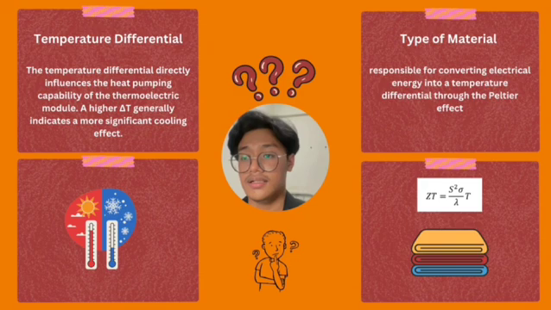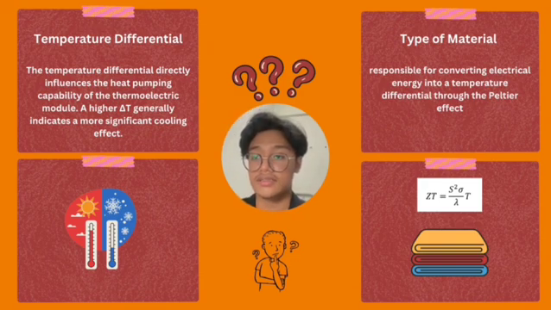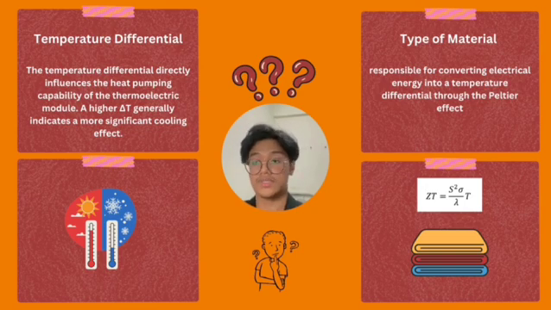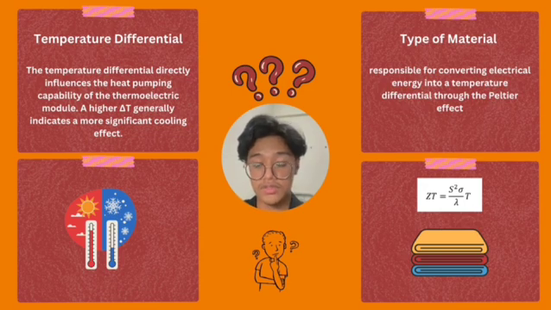Is it related to the performance? Yes. As the difference of temperature increases, the effectiveness of the Peltier effect decreases, so it will reduce the COP. If the COP drops, the performance will drop. So temperature differential is related to the performance. If we want to get a higher COP, higher performance, we will decrease the temperature differential.